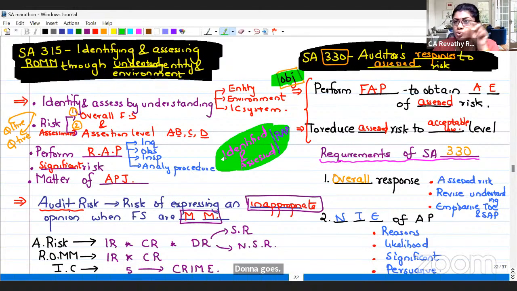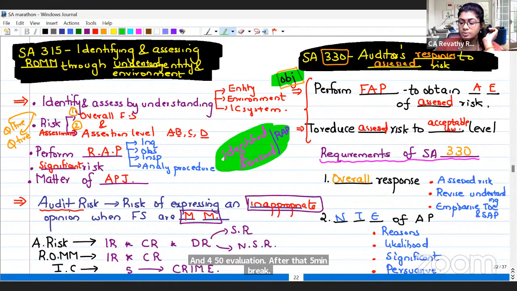So only two more standards in this series. Which is the next one? 320, materiality. Then 450, evaluation. After that, a 5 minute break. So after 1 minute, we start 320.